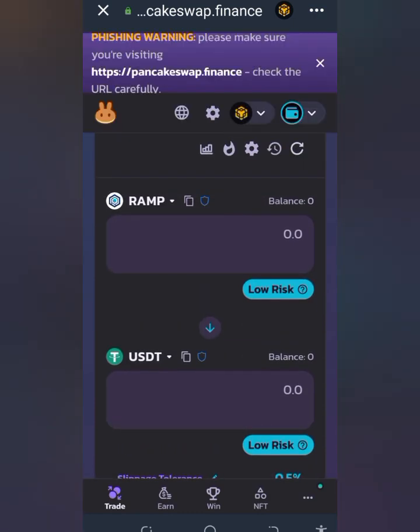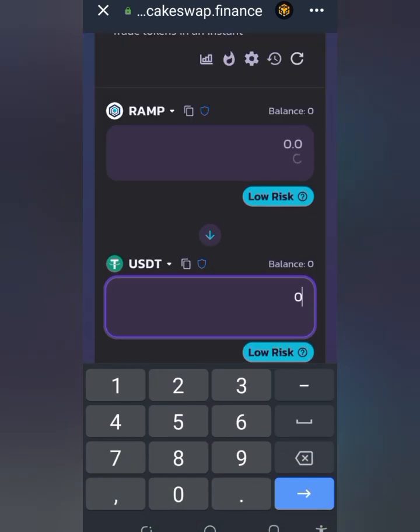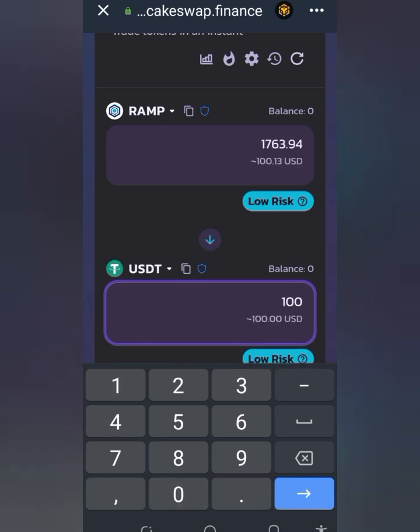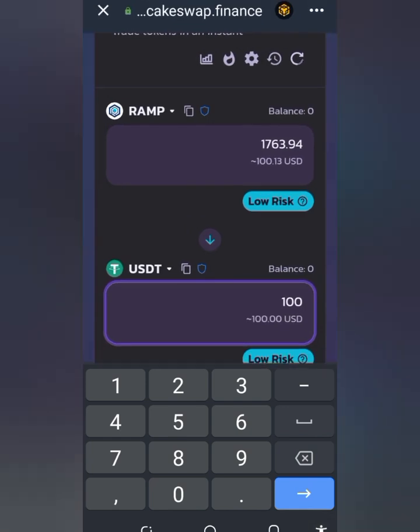So let's see how much, let's say I want to buy like $100 worth of RAMP. Let's say I want to buy it from here, for instance. So let's put in that 100. Okay, that's not what we're supposed to do. Okay, we're supposed to put 100. So $100 will give you what? 1,763 RAMP. Okay, so that's what they have here.